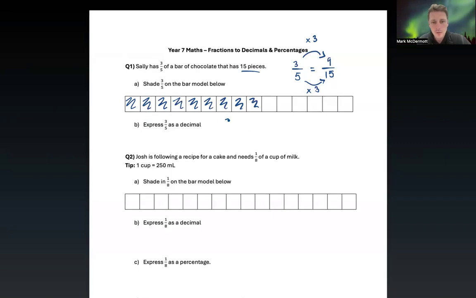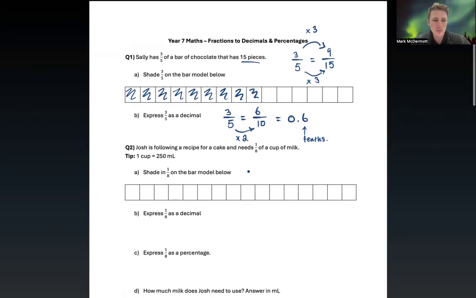Okay, express 3/5 as a decimal. Remember, when we're trying to express something as a decimal, we want the denominator to be 10, 100 or 1,000 or a million, something along those lines. So we have to ask ourselves, how do we get from 5 to 10? Well, we have to multiply by 2. So we need to multiply the top by 2. 3 times 2 is 6. So we can see that we have 6/10. So what we've got is 0.6. We're going to have a 6 in the tenths column. Okay, so 3/5 as a decimal is 0.6. So that's our first problem. That was hopefully a pretty straightforward one.